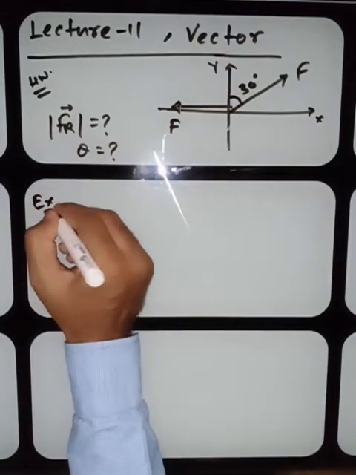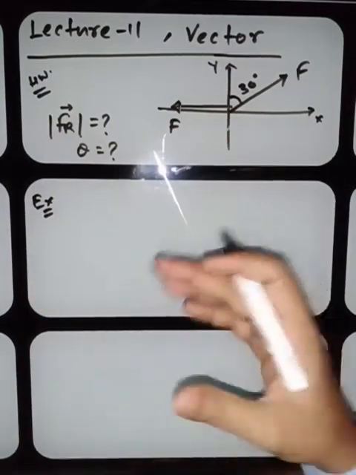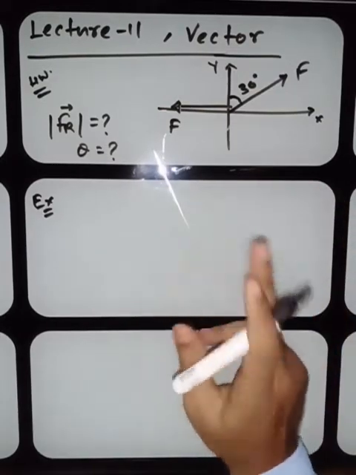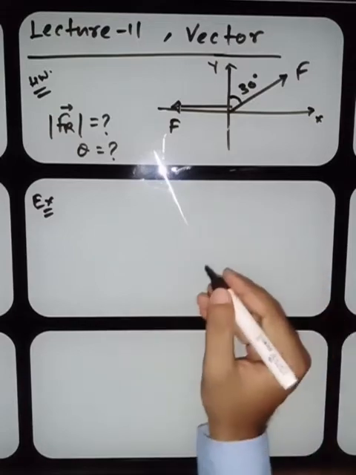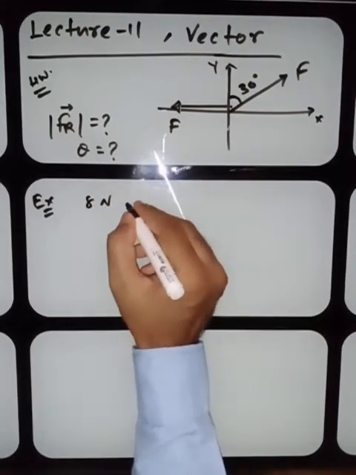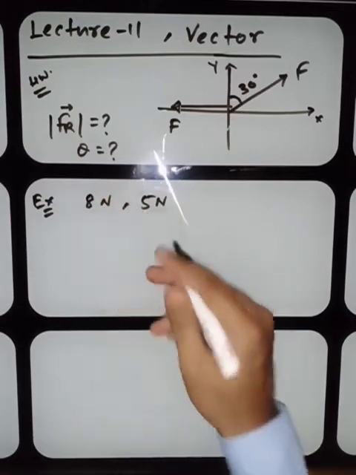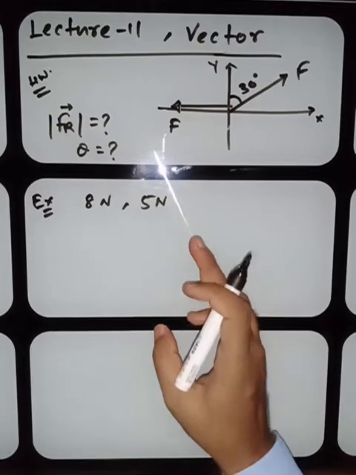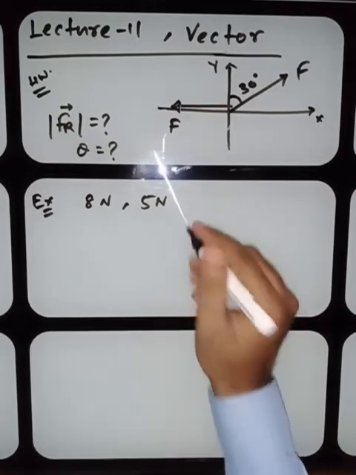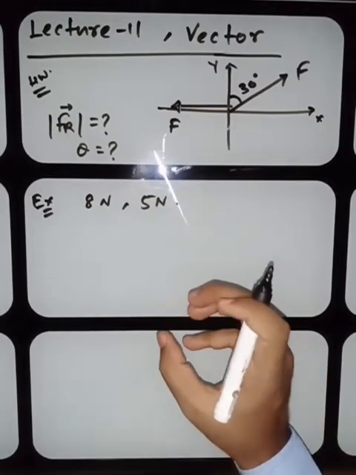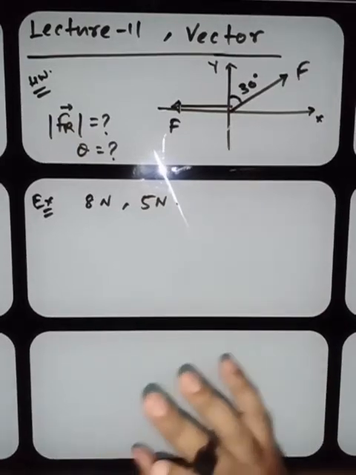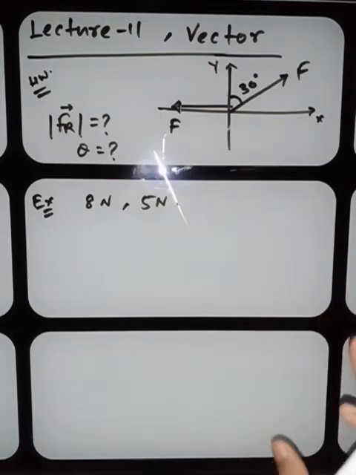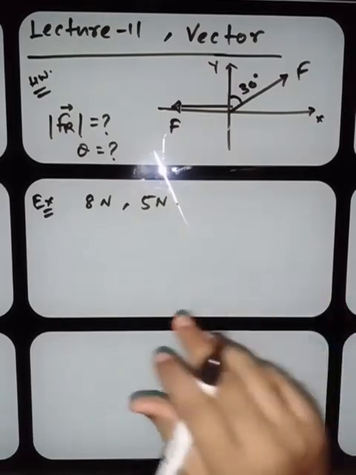Now the next example. This is also very important. Kindly write down the question, my dear students. I'm dictating the question. Two forces, 8 Newton and 5 Newton, are acting. What will be the minimum and maximum resultant? This is the question. If you can solve, try to solve. Now let me give the answer.